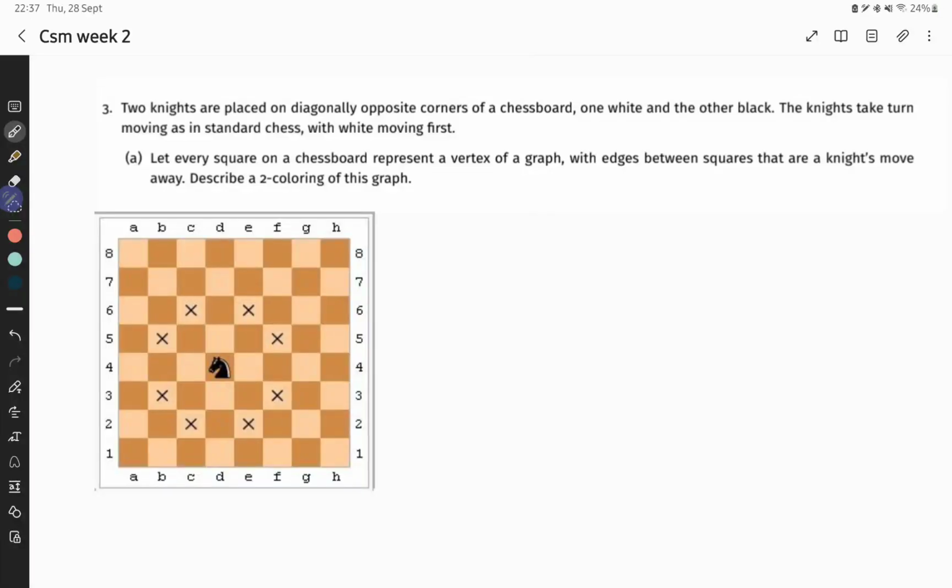So the question essentially asks you to imagine a chessboard as a graph, which is neat because it's not something that you would naturally think of as a graph, at least unprompted. So it says that every square represents a vertex, and we have an edge between two squares whenever they are a knight's move away. So for example, here there would be an edge from the center square to here, and to all of the other squares marked with an X. And so now we want a two coloring of the graph.